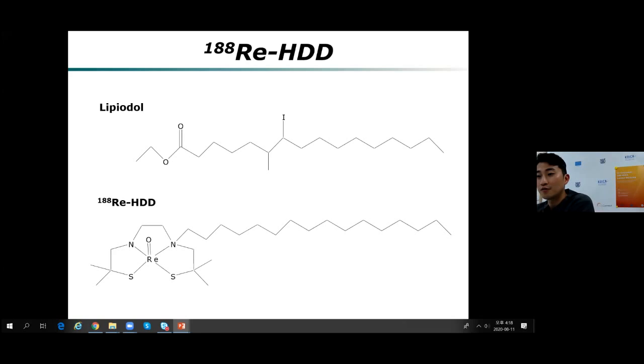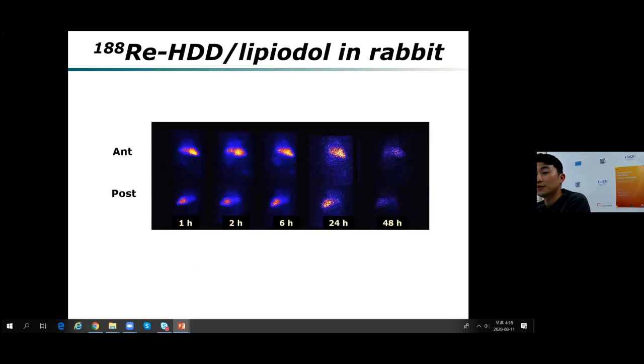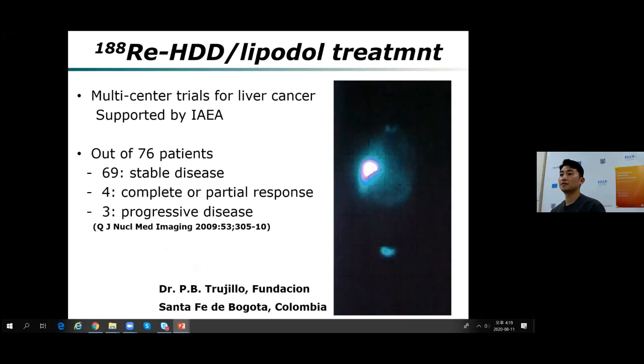Using Lipiodol, we can make a rhenium-labeled Lipiodol system and check the liver image in an animal. This kind of treatment was also used in a multi-center trial for liver cancer supported by the IAEA. Out of 76 patients, 69% had stable disease, 4% had complete or partial response, and 3% showed progressive disease.